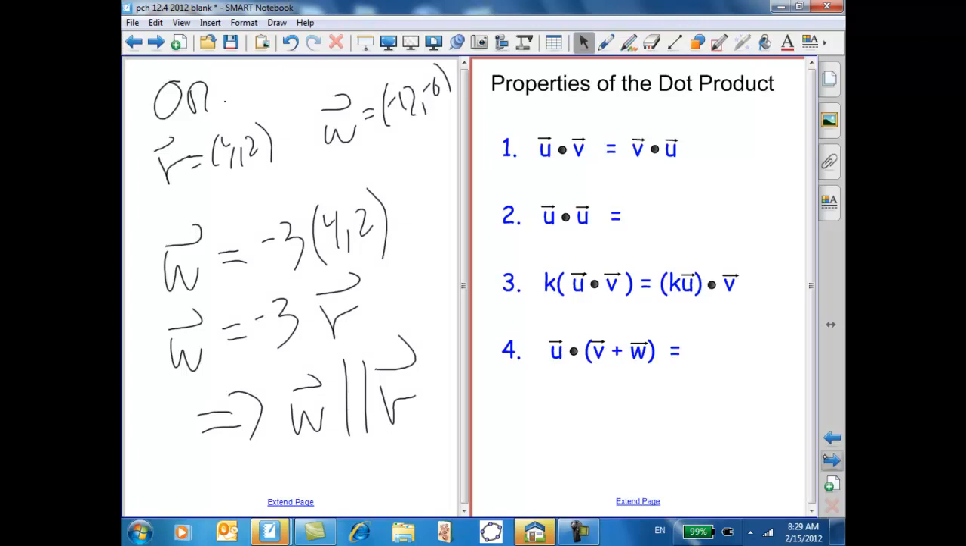Because it's using multiplication and addition, and both those are commutative. It's multiplying the x-coordinates, that's commutative. It's adding the two results, that's commutative. So our dot product's commutative.